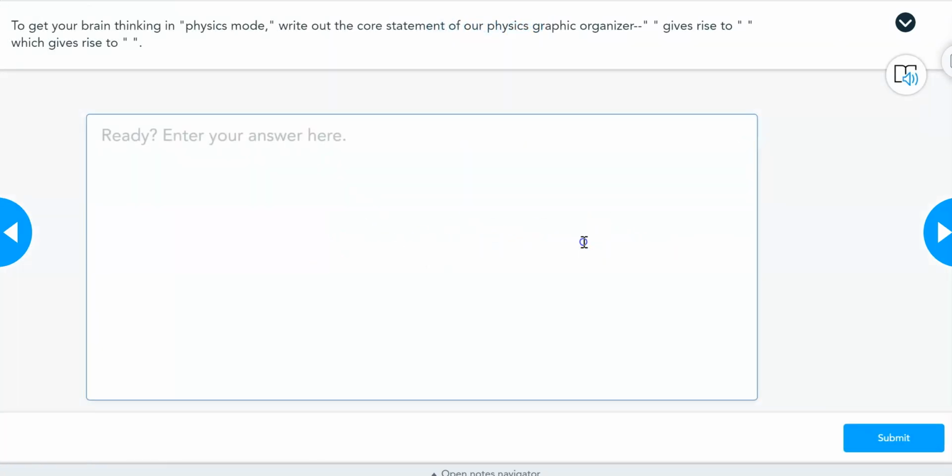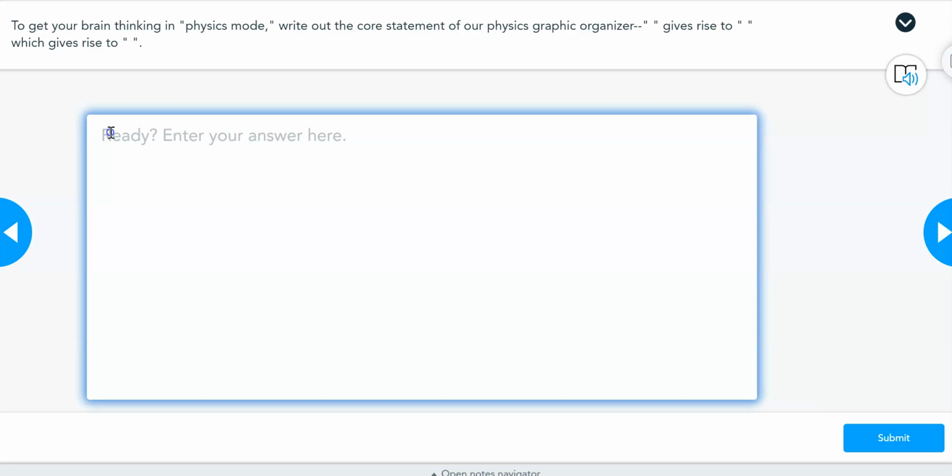And the first thing I have is an open-ended question. Just to get your brain thinking in physics mode, write out the core statement of our physics graphic organizer. Blank gives rise to blank, which gives rise to blank. Okay, you know what this is? Type that in, and the Nearpod will take care of registering the fact that you did that.